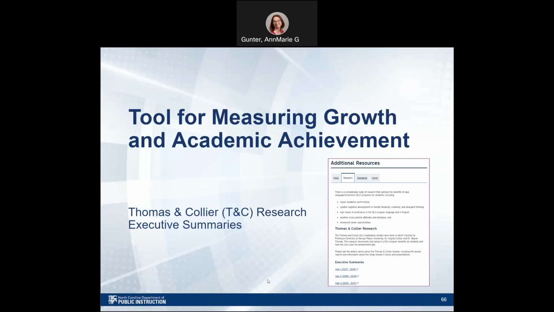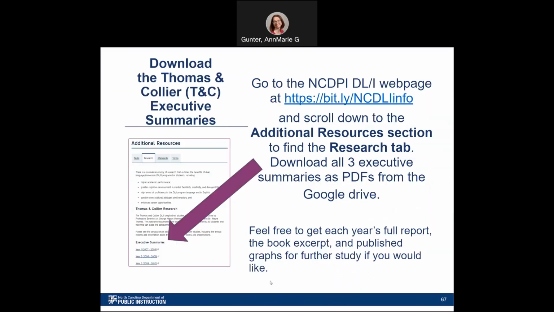You can download the Thomas & Collier Executive Summaries directly from the NCDPI DLI webpage, which is at bit.ly/ncdli-info. You just scroll down when you go over that page to the Additional Resources section and find the Research tab. All 3 executive summaries are downloadable as PDFs from the Google Drive. They're also linked on the DLI webinar series Canvas Hub for this section as well, so you can download those that way too.